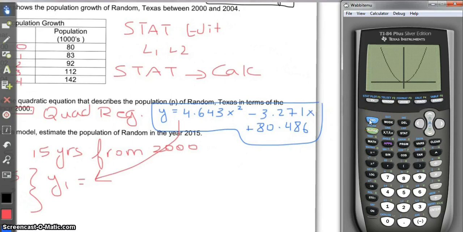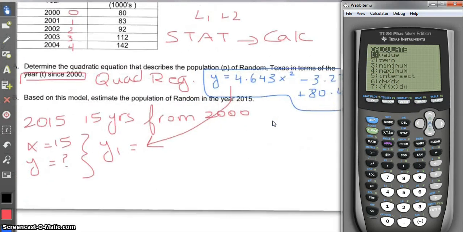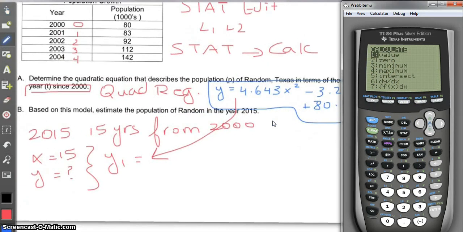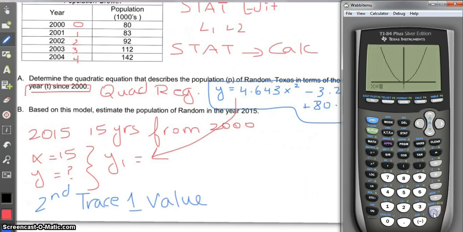You don't really need to graph it, you just need to go to second trace, and since they gave you, so after you put the y equals, since x is given, the second step is that you go to second trace, and then since x is given, you press number 1, which is the value. So second trace, and then you press number 1, so press enter on number 1. You have to enter the value, which is 15 in this case. So you enter 15 and you press enter. It's going to give you the y.